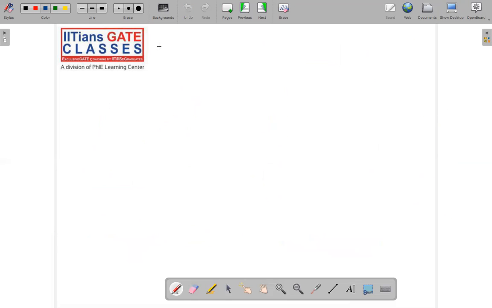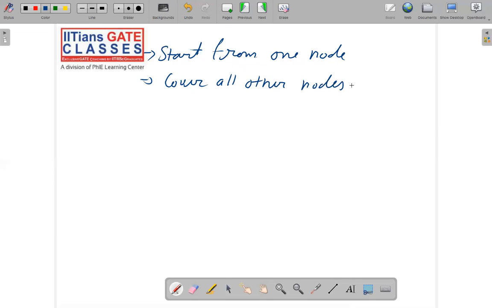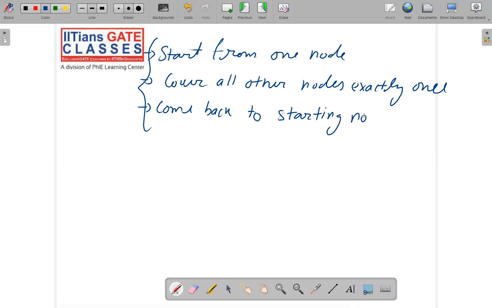So let me write this. Start from one node, cover all other nodes exactly once, and come back to the starting node with minimum cost. All three conditions should be satisfied. This is your problem and you have to solve it.